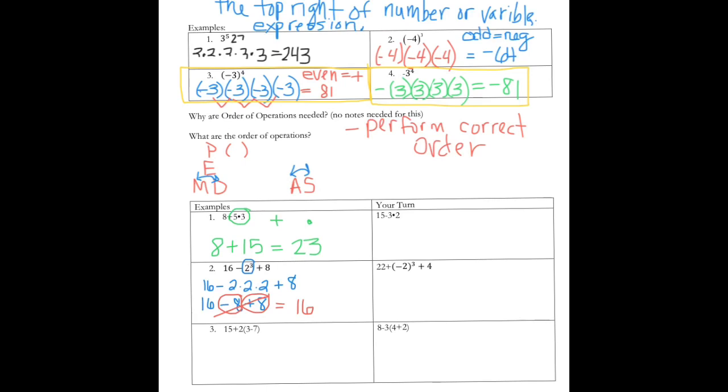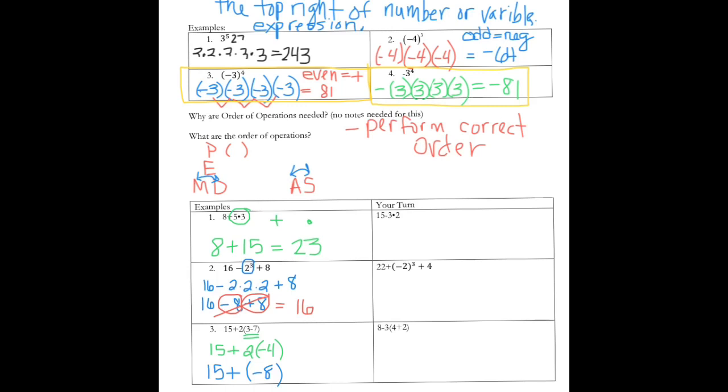Number 3, I have a parenthesis. Order of operations says I have to take care of parentheses before I take care of anything else. 3 minus 7 is negative 4. So I have 15 plus 2 times negative 4. Because the 2 is smashed right up against that parenthesis, that operation is multiply. I have to do the multiply before I can do the add. So now I have 15 plus 2 times negative 4 is negative 8.